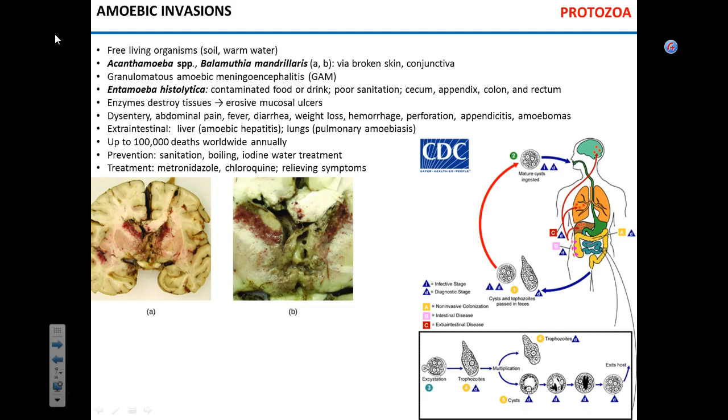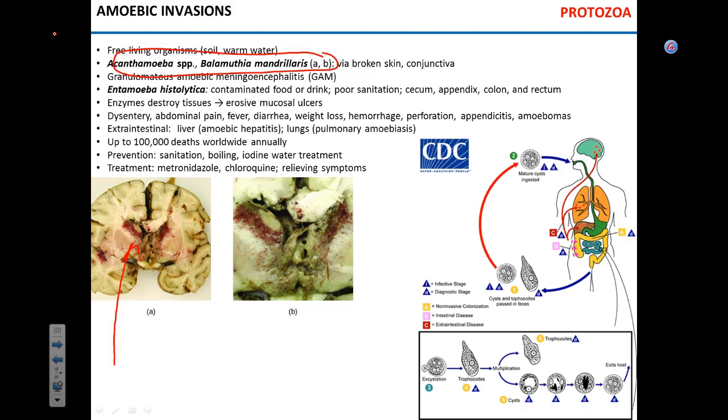The first ones are Acanthamoeba and Balamuthia. These two genera of amoeba normally inhabit soil. However, they can enter the circulation through broken, scratched skin or via the conjunctiva of an eye. Upon entry, they get into the blood and eventually migrate into the brain, causing meningoencephalitis, meaning inflammation of the meninges and inflammation of the brain parenchyma.